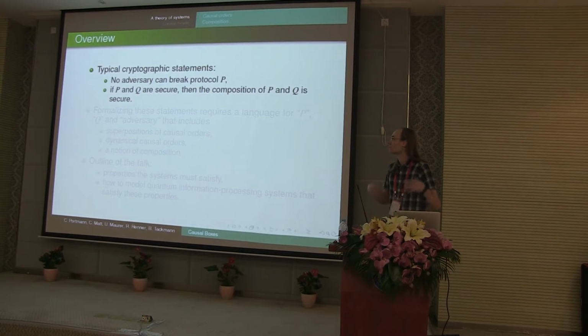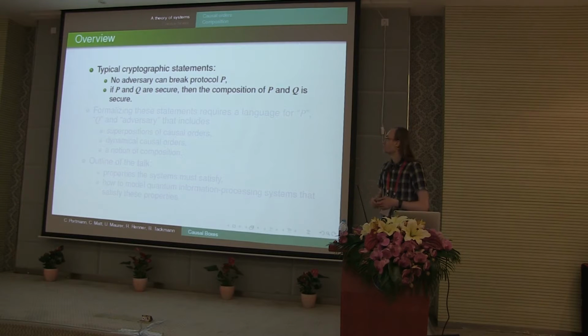So just a very general statement of the kind of things we try to say in cryptography. For example, we want to say that no adversary can break a protocol. And already that is a very tricky statement. When I say no adversary, that means there's some assumption about the set of adversaries, and nobody in this set can break the protocol. So the natural question is, well, what is this set? What are the adversaries that we're considering?